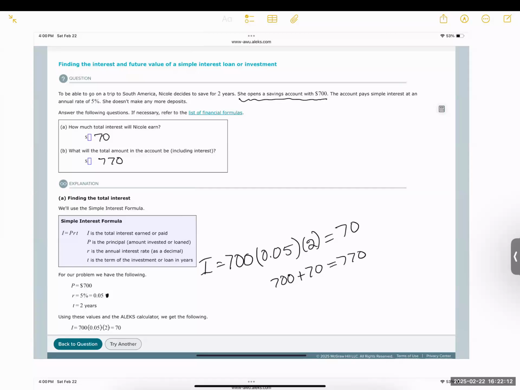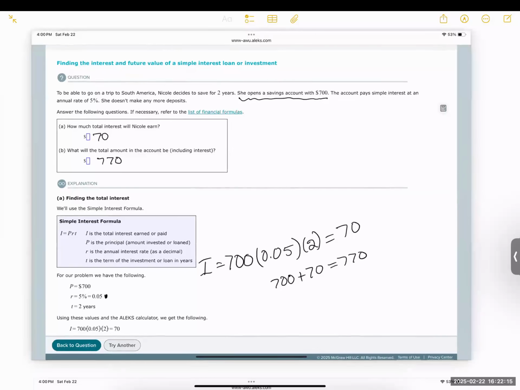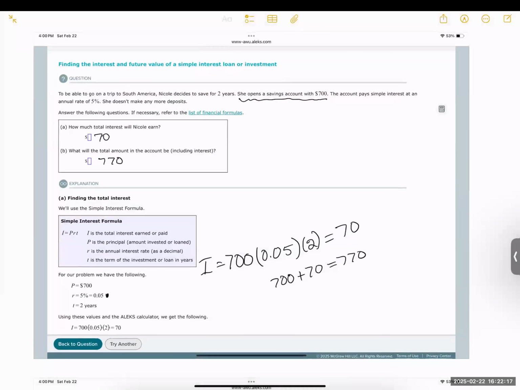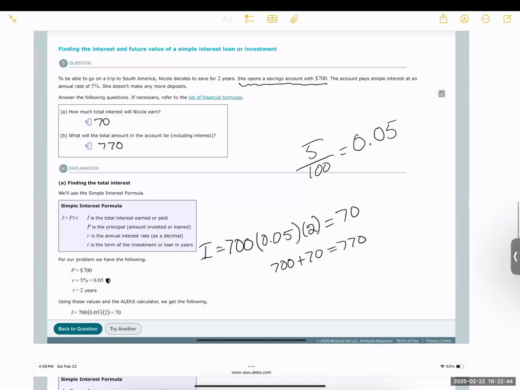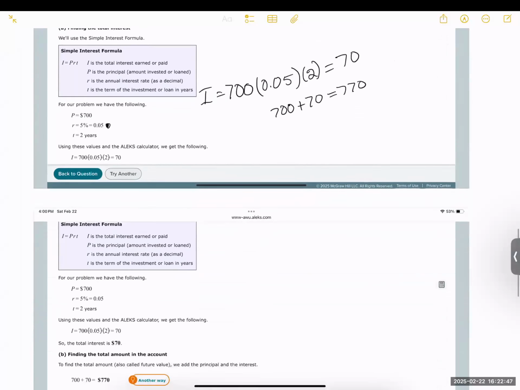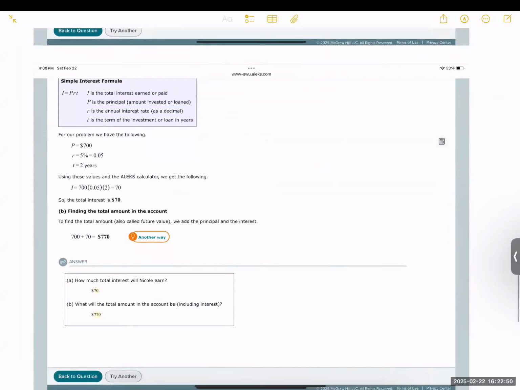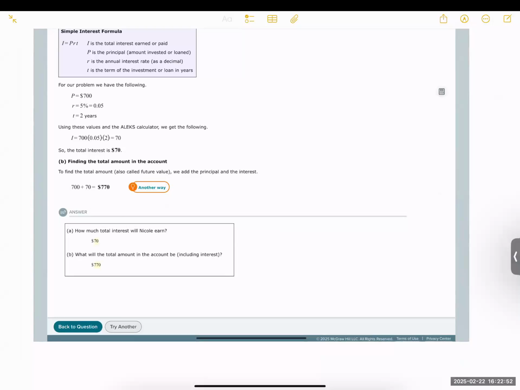You do the same thing. You just need to change your 5%, divide by 100, and you get 0.05. And then that's how you get this number down here. And then you multiply that by 700. And I already have it worked out, so it's $70. And then you just add that to the initial amount. And that's $770. Okay. And then this is just what it looks like when you insert it into ALEKS.